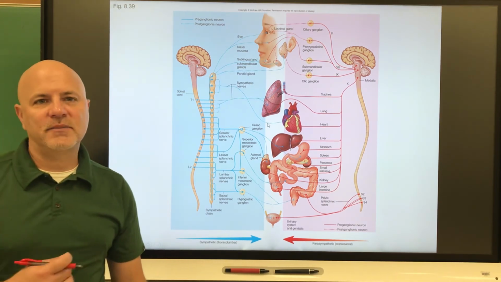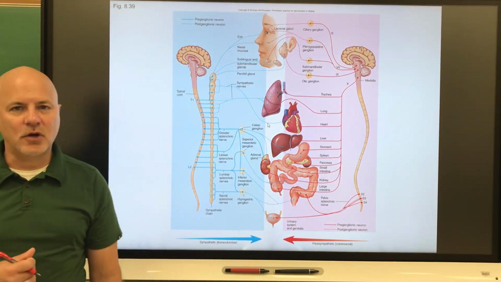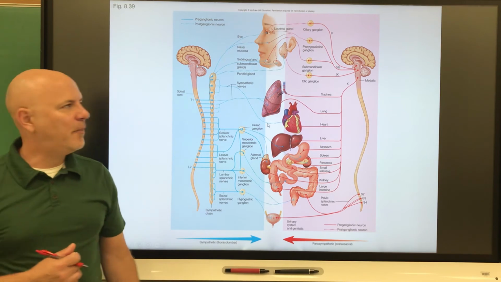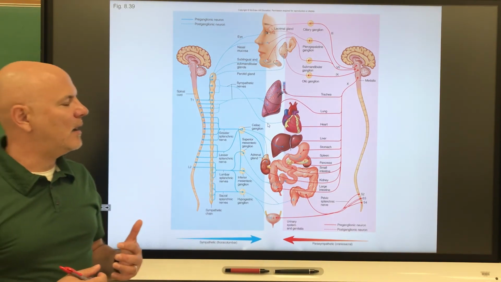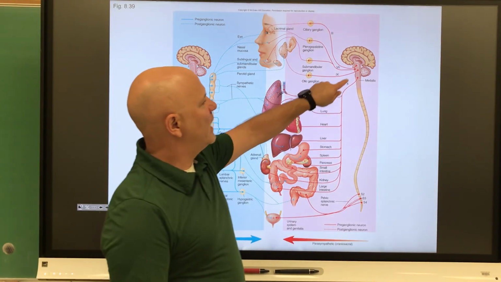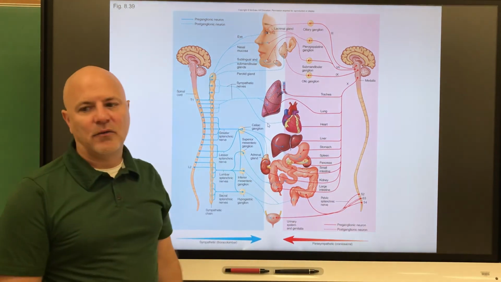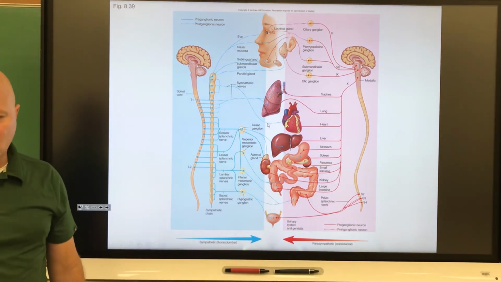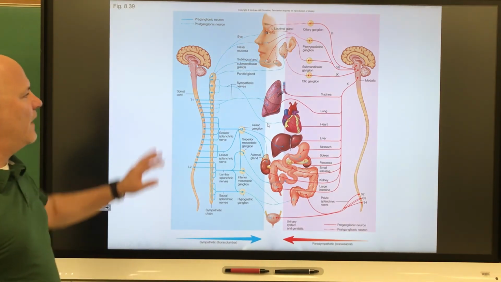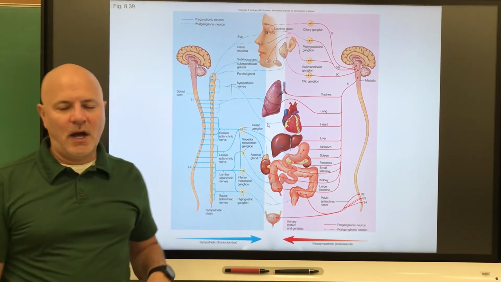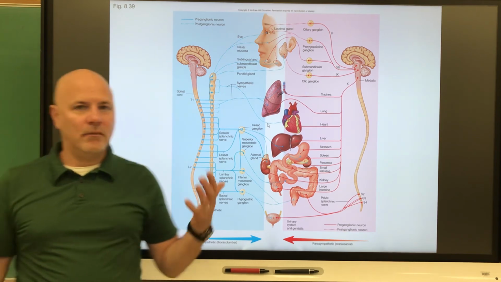The neurotransmitter associated with this is acetylcholine. And so the parasympathetic division arises from portions of the brain and also the sacral region of our spinal cord. Okay? The sympathetic division is on the right side, my right side.